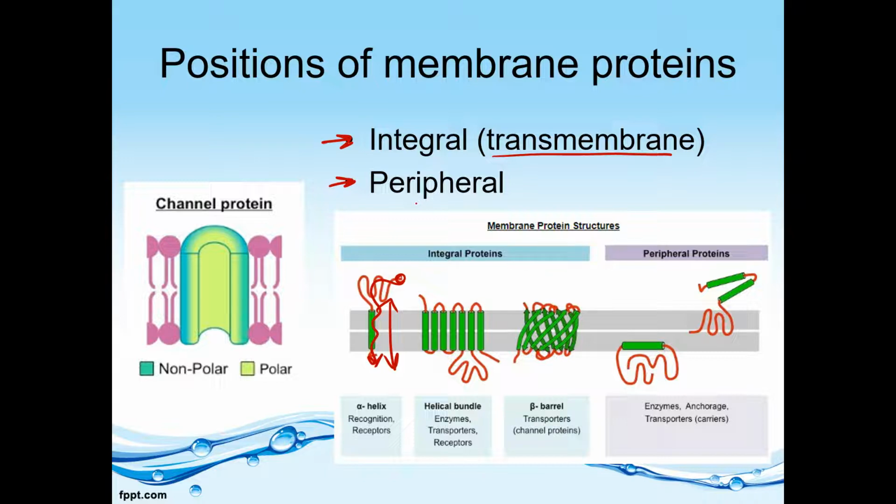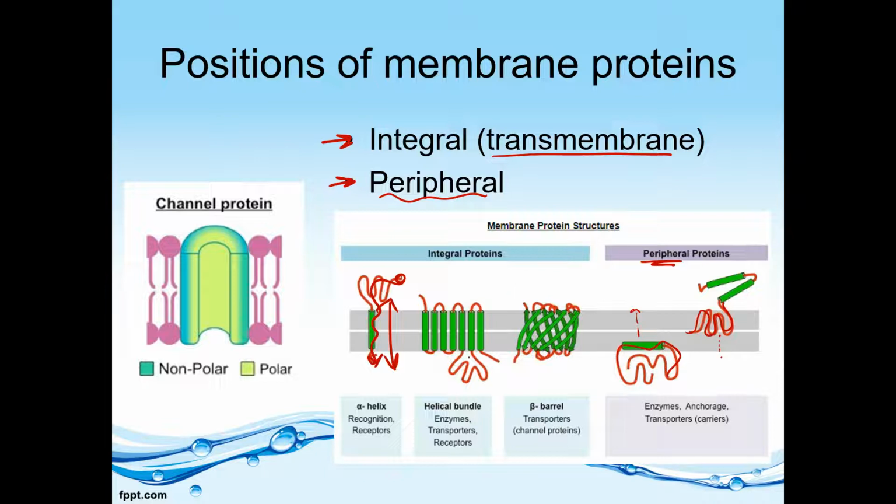Our peripheral proteins are going to stay on the outside, like your peripheral vision is your vision along the outside of your field of vision. Peripheral proteins do not go all the way through the membrane. They just sit on one side. They might go into the middle, but they do not go all the way through from one side to the other of the phospholipid bilayer.